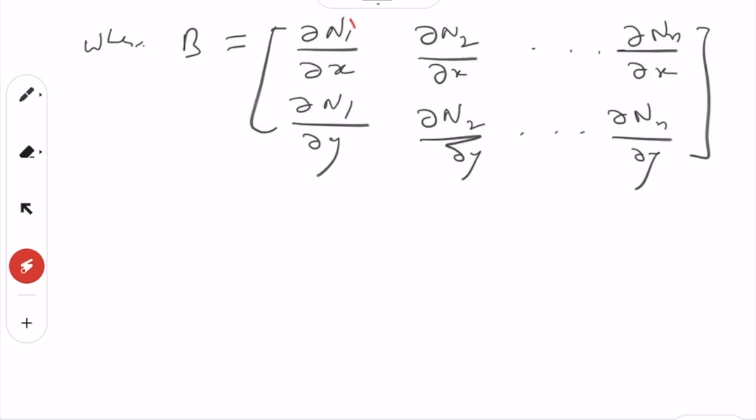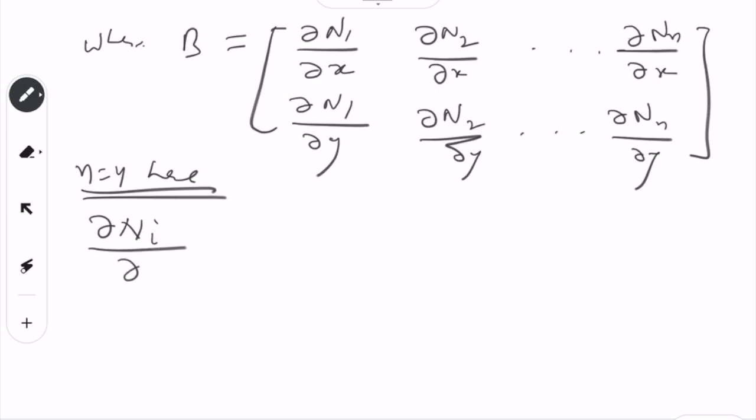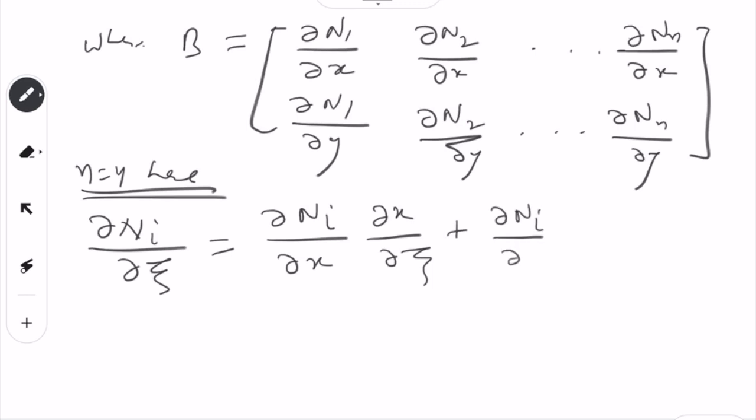What we know so far is the N, which is a function of xi and eta. So how do you find out the value of this? Accordingly we have to do some mathematical operations to find it. So far we know N1, N2, N3 and so on. In this case n equal to 4. Yeah, so we know that if you have to find any N_i, del N_i over del xi, we can write it as del N_i over del x, and then del x over del xi, plus del N_i over del y multiplied by del y over del xi.